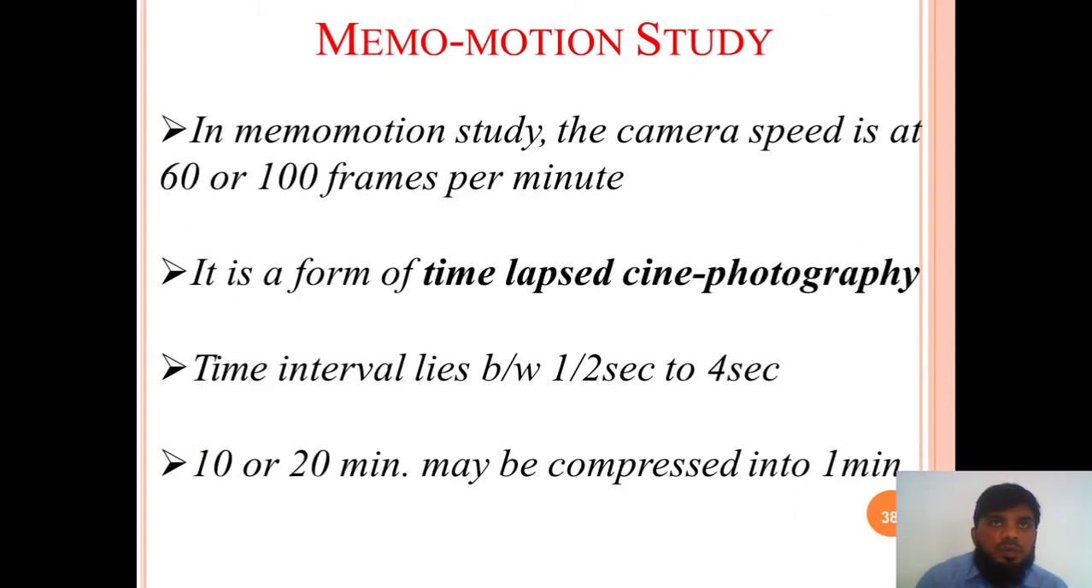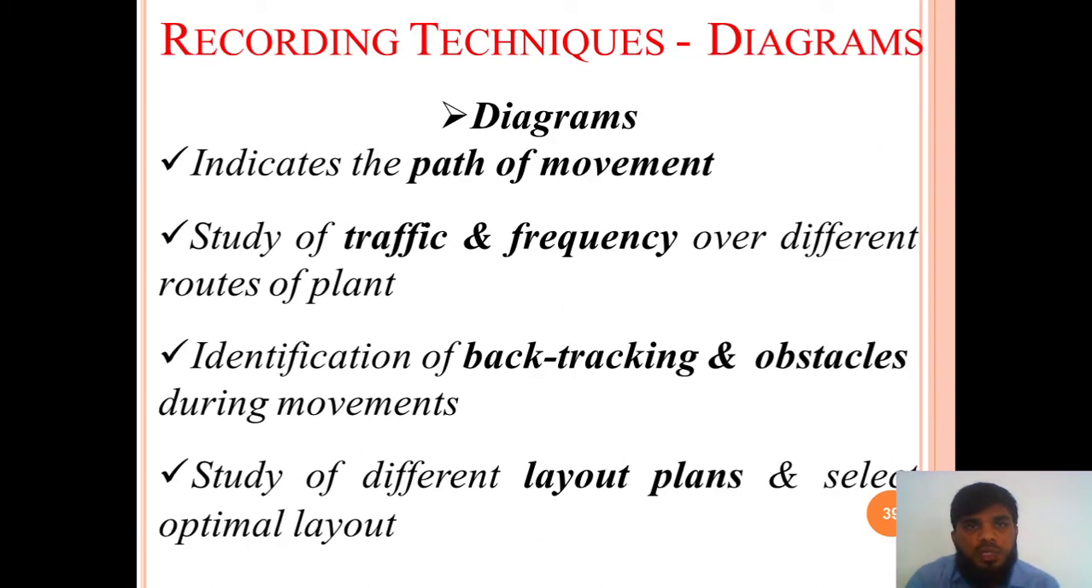Next is memo motion charts. In memo motion charts, the speed of the camera is recorded as 60 to 100 frames per minute. It can be time lapse, meaning a large operation which has taken 1 hour can be shortened to 3 to 4 minutes or 10 minutes, and we can reveal that in fast forward motion. Here they have given that a 10 to 20 minute video can be compressed to 1 minute. Next recording technique is the diagrammatic method. We have already studied that in method study.